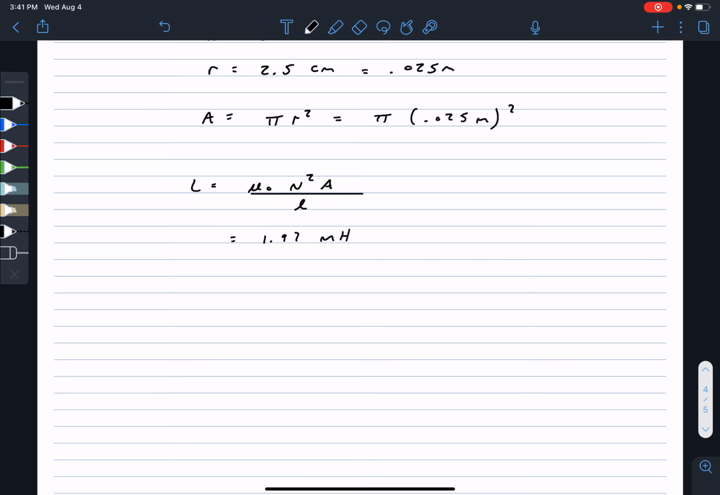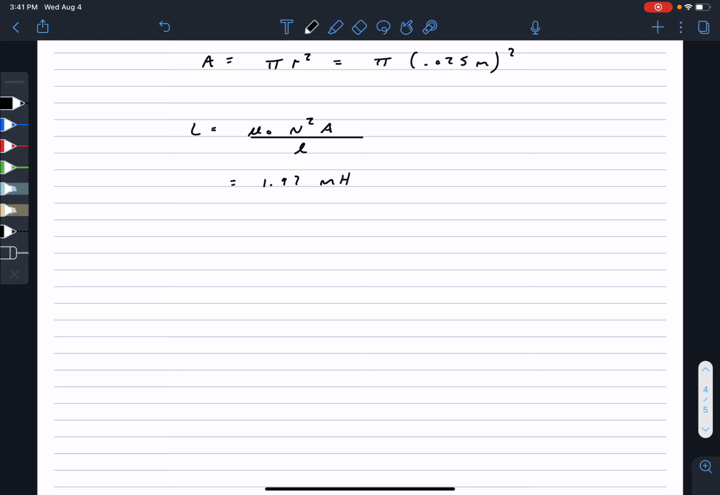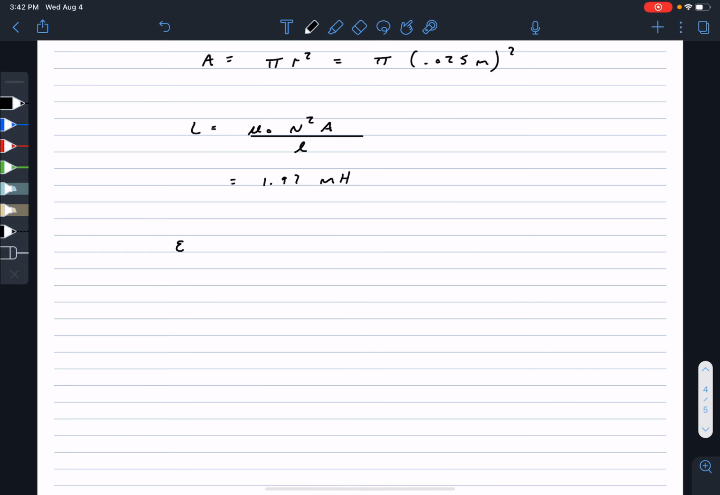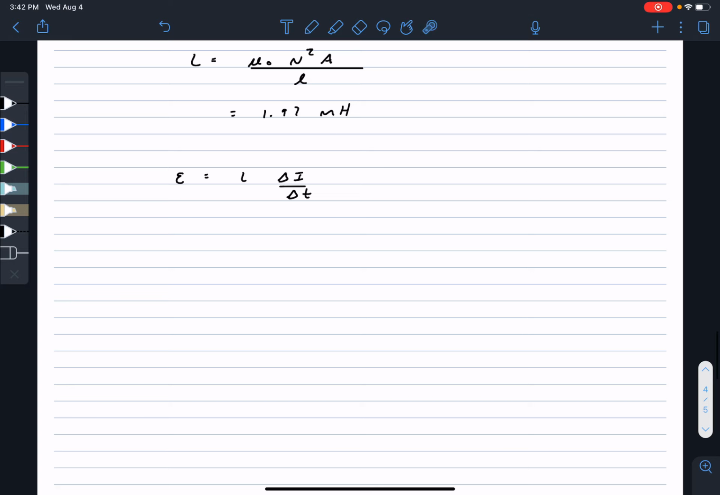Then we're asked to find the rate at which the current must change through it to produce an EMF of 75 millivolts. Well, we have a formula. It's L delta I over delta T. So the rate of the current moving through something would be change in the current over the change in time. So that gives us E over L, EMF over inductance, is delta I over delta T. This is the rate that we want.